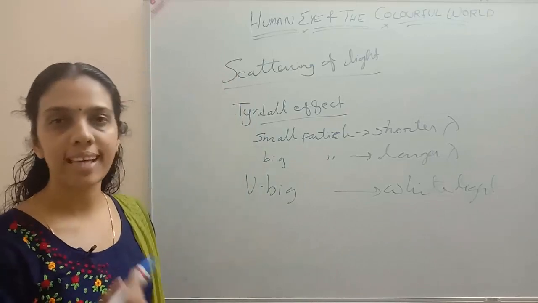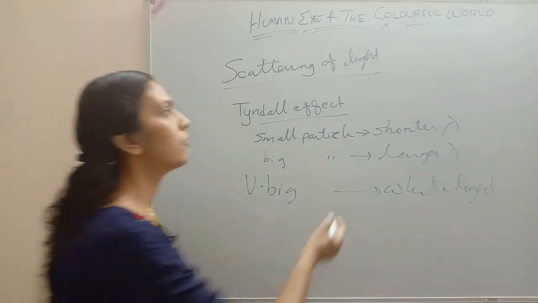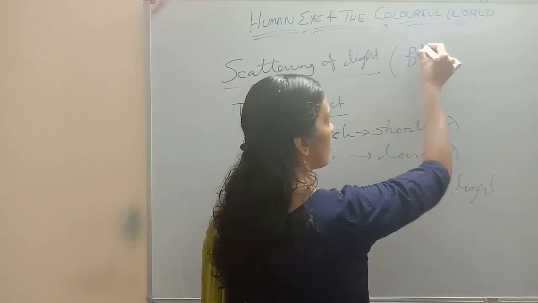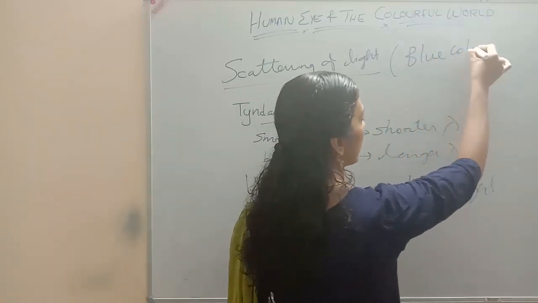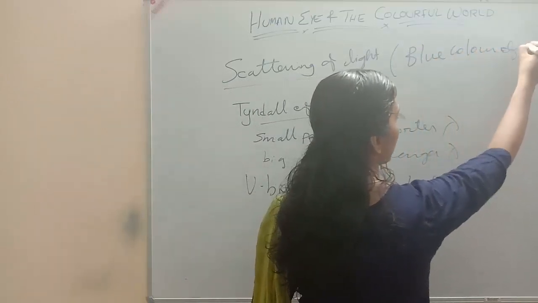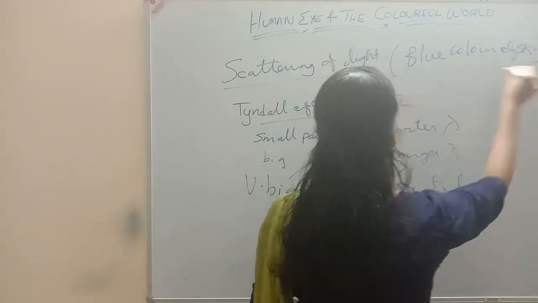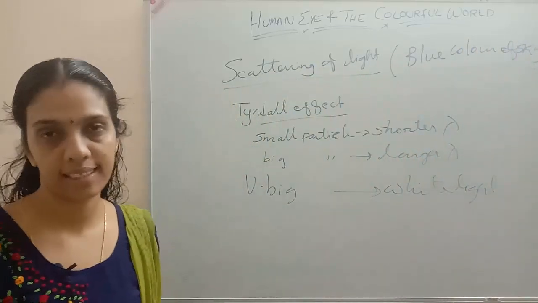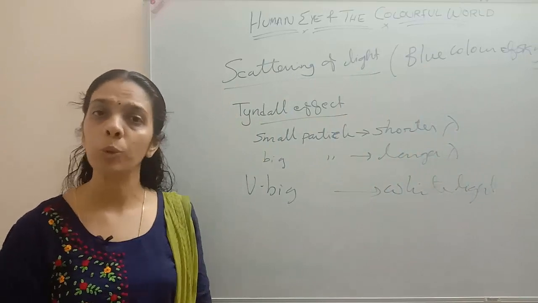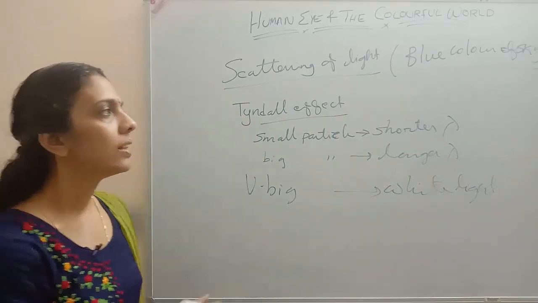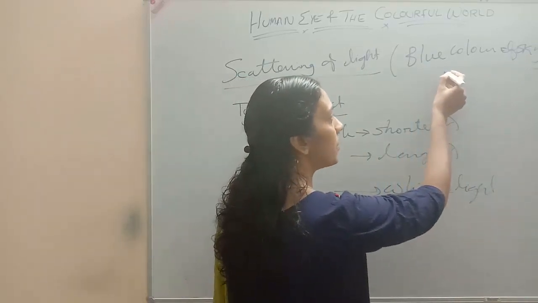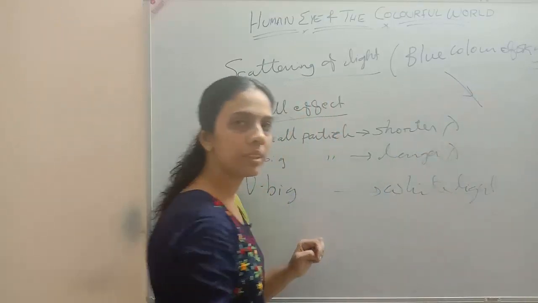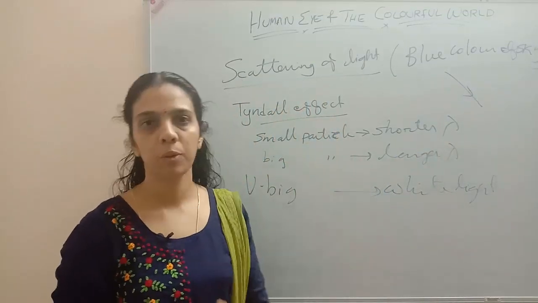Using this scattering, we can explain the phenomenon of the blue color of the sky. The blue color of the sky can be explained with the help of this scattering of light. So what is the reason for the blue color of the sky? The light rays coming from the sun pass through the atmosphere.